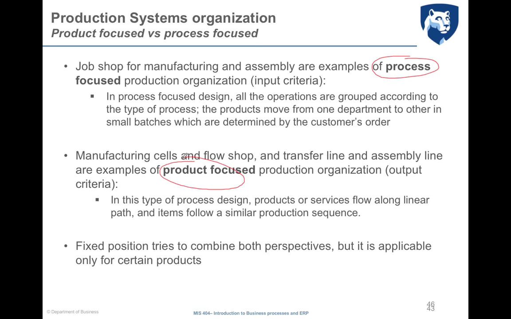So we have resources which are grouped with an output approach, in order to execute all the activities that are needed to manufacture and assemble a final product. This is essentially a product-focused production organization. The fixed position solution instead tries to combine both perspectives, but of course it's only applicable to certain products. We saw some very big, heavy products, or for construction, products that can be executed in construction sites.